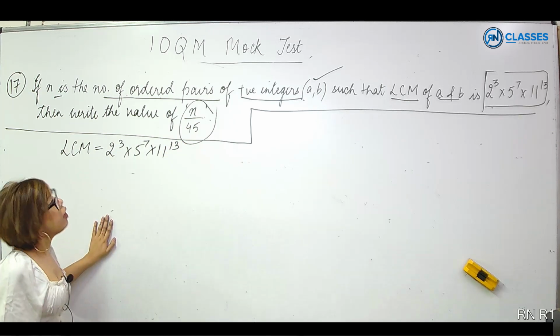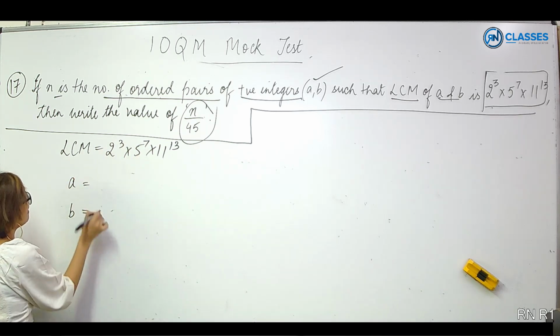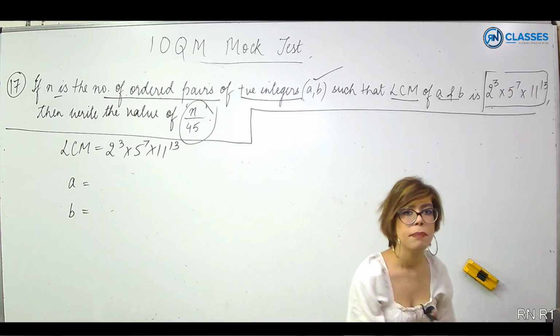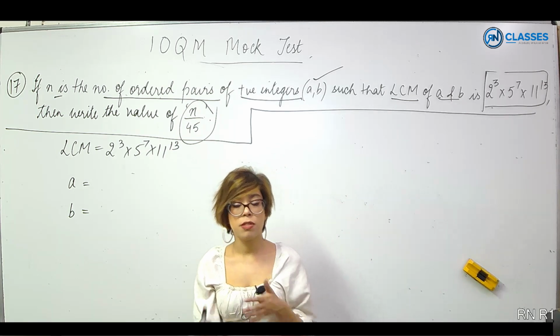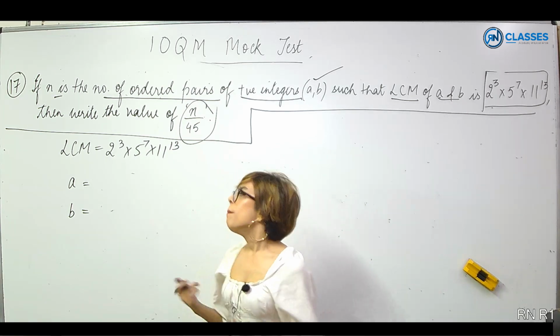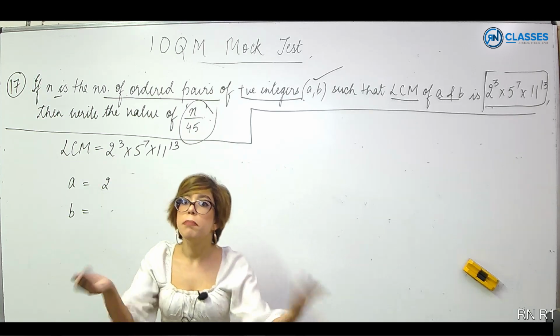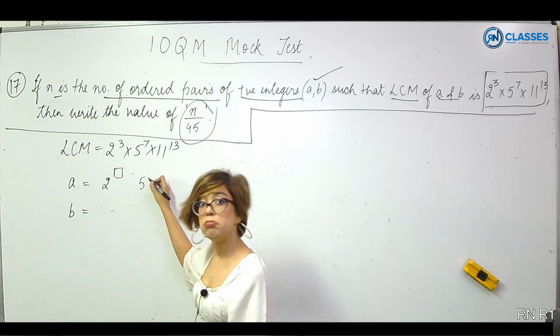I need to find the ordered pairs a, b. Mind it, the LCM, the lowest common multiple, is given to us. Now we need to talk about a, b, the possible values of a and b. Mind it, a can have a factor of 2, and maybe some power of it. Along with this, it can have a factor of 5. It may or may not have.